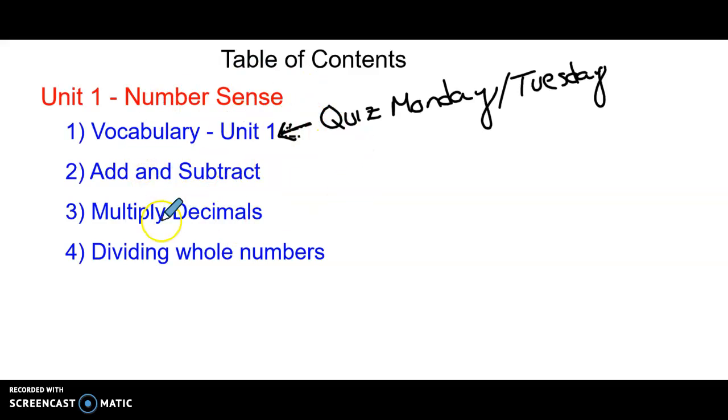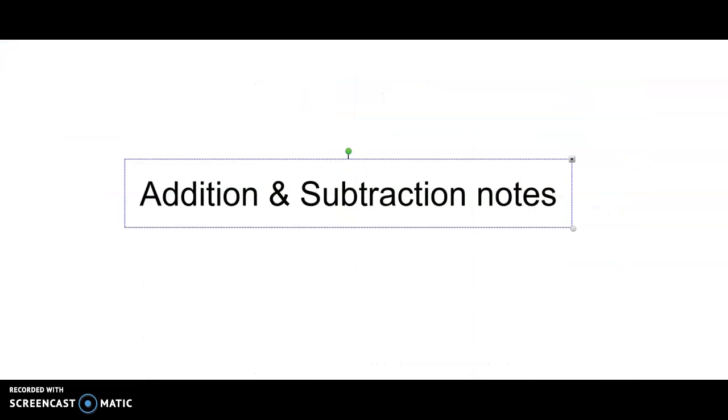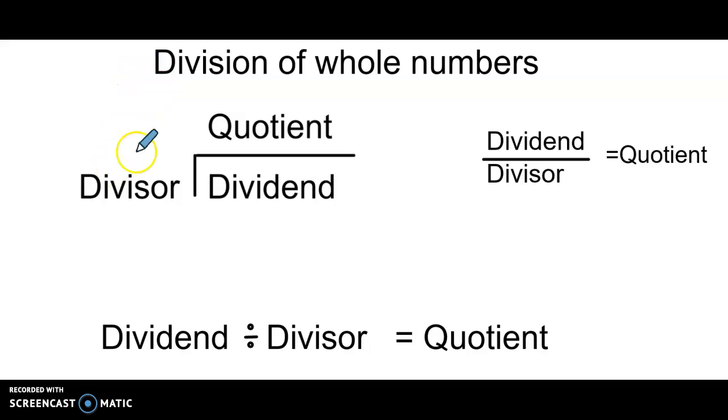All right, guys, go ahead and let's write in our table of contents, number 4, dividing whole numbers. Remember, you have a quiz on Monday/Tuesday over your vocabulary. Go ahead and push pause and write that down. Okay, now, let's go ahead. You should have your vocabulary next, then your addition subtraction notes, then your multiplication notes. Now we're on division of whole numbers.